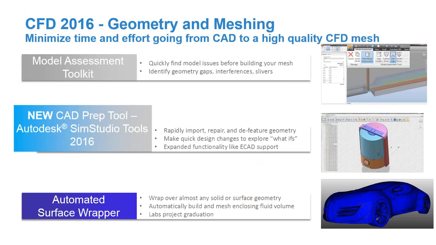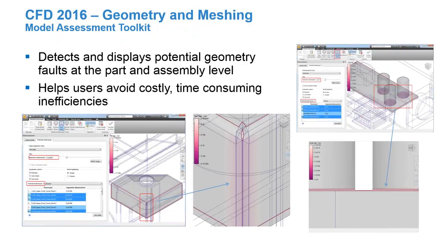They've also improved geometry and meshing through three things: the Model Assessment Toolkit, the Sim Studio tools, and the Automated Surface Wrapper. The Model Assessment Toolkit, you can run directly out of Inventor or out of your other CAD software, and it will go through and find any issues there might be with your geometry, and then help you improve them and fix them and clean them up before you move it into analysis.